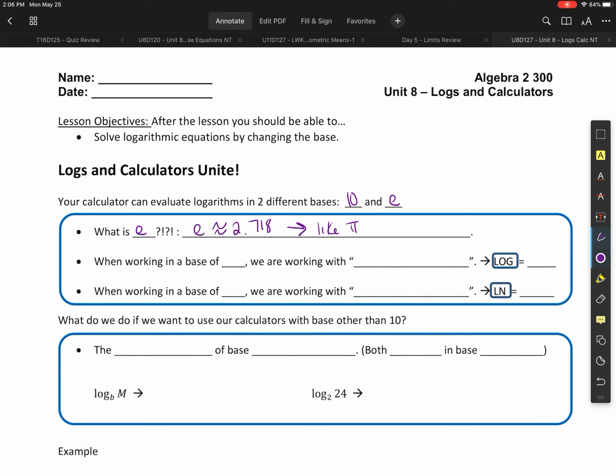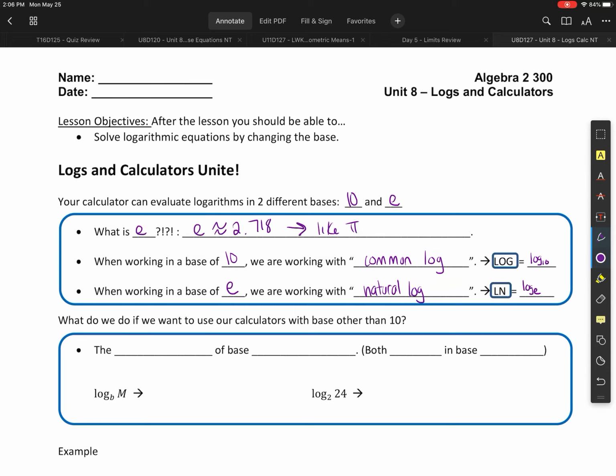Now our calculator has two buttons that work with logs. When we are working in base 10, we are working with what's called a common log. On our calculator, the log button is for a log base 10. The other option is working with base E, which is called a natural log. So the LN button, not drastically different, it's log base E.